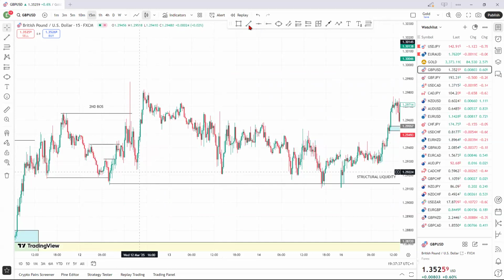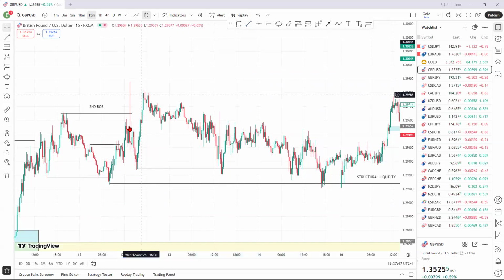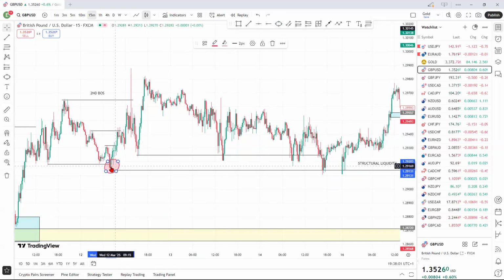And price gave a retracement to give us our structural liquidity. So this was our structural liquidity. These are structural here. And price proceeded up to give us a second break of structure here. So all we need to do is look for the demand zone here in this place. The demand zone here.